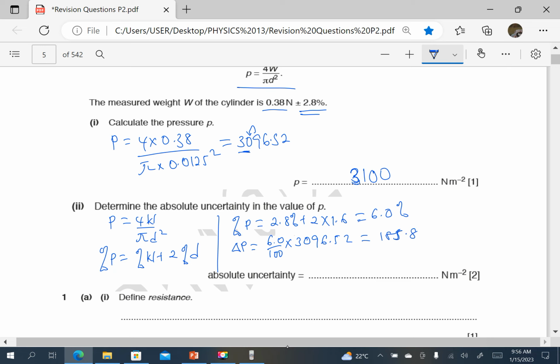185.8 to one significant figure. If you want, it can be to one significant figure, it can be 200. But since they do not want us to write any value, and we just want absolute, we can say this is approximately 190.